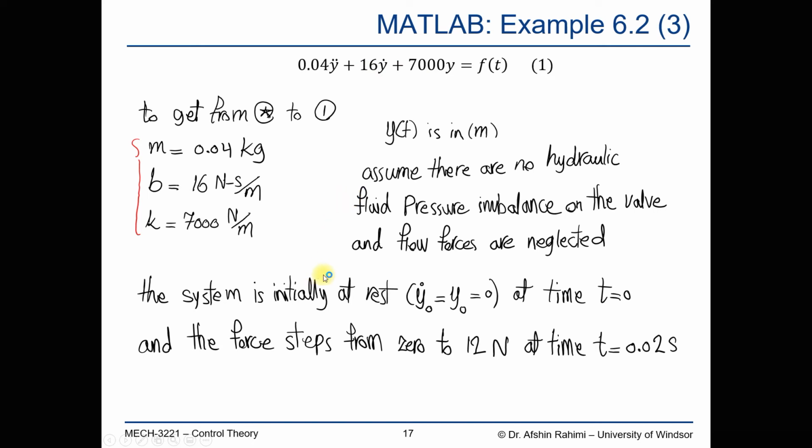Now y(t) is in meters. Assume there is no hydraulic fluid pressure imbalance on the valve and the flow forces are neglected. The system is initially at rest, that is what is given to us. So y dot naught equals y naught equals 0 at time 0. And the force steps from 0 to 12 newtons at time t equals 0.02 and then goes back again to 0 after some time.